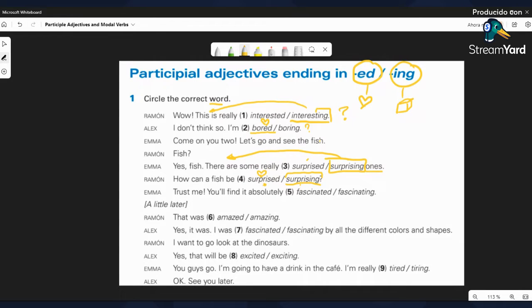And then, let's continue with the conversation. Emma says, "Trust me, you'll find it absolutely fascinated or fascinating." What is the correct answer here?